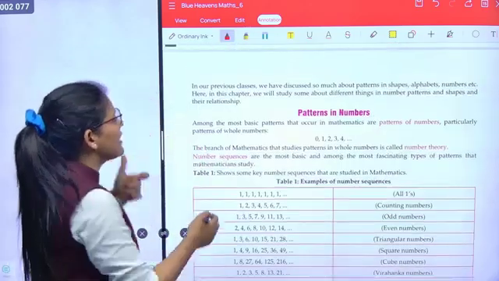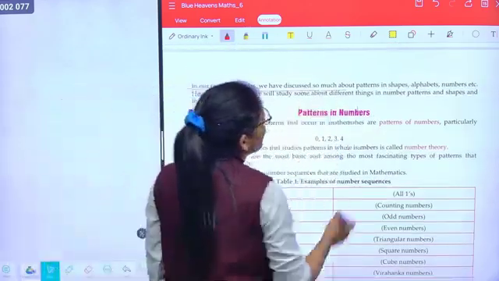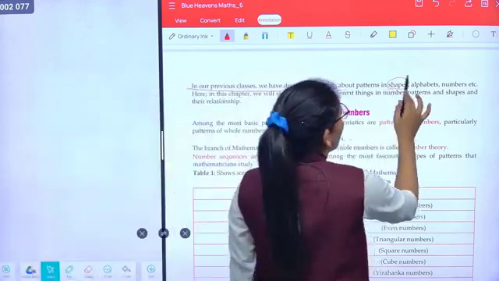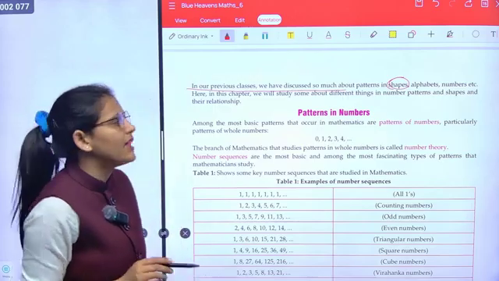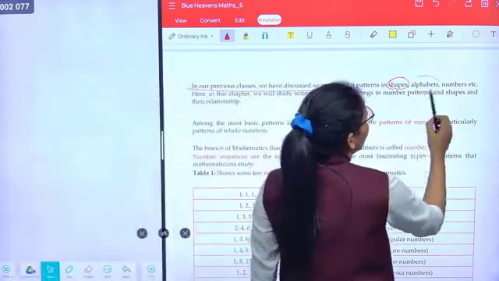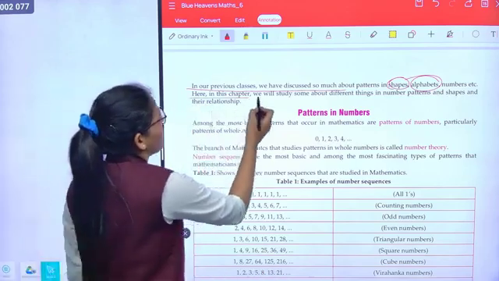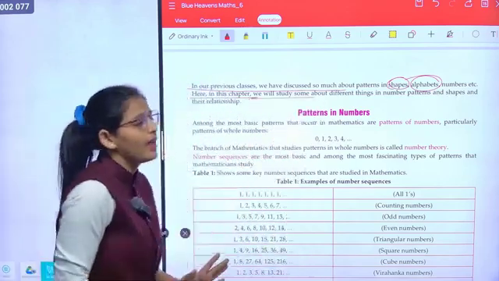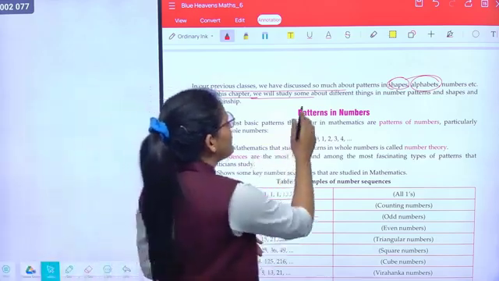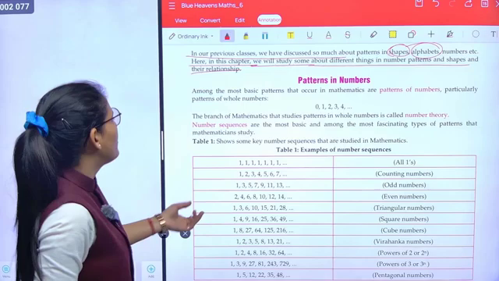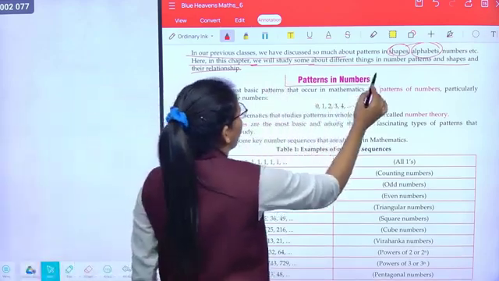In our previous class, we have discussed so much about patterns in shapes. In our previous class, the fifth class, we studied patterns of shapes, alphabets, numbers, etc. Here in this chapter we will study some different things in numbers, patterns and shapes, and their relationships. Now class, come on, patterns in numbers.